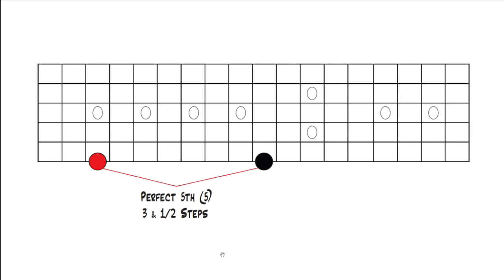Go up another half step, we're 3.5 steps apart. That gives us a perfect fifth. Again, you have that word perfect. Don't worry about why it's called perfect for now. Just realize that 3.5 steps apart is what's called a perfect fifth, or just a 5.